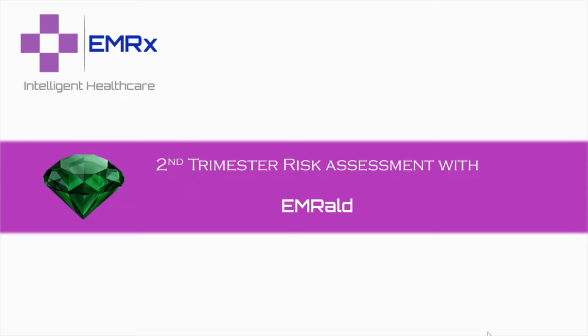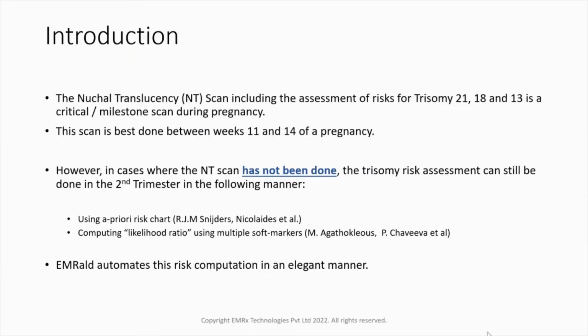Dear doctors, welcome to a demonstration of how you can perform the second trimester risk assessment using EMRald. As you would know, the nuchal translucency scan or the NT scan, including the assessment of risks for trisomy 21, 18, and 13, is a very critical or a milestone scan or screening done during pregnancy. This scan is best done between weeks 11 and 14 of a pregnancy.